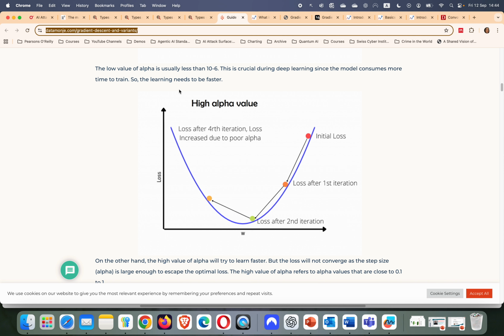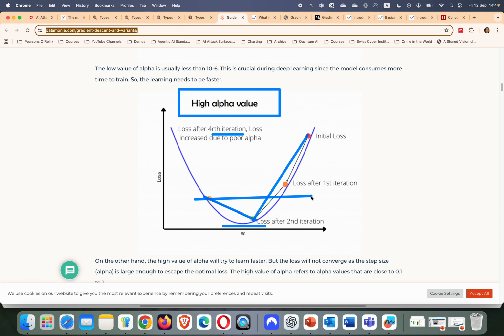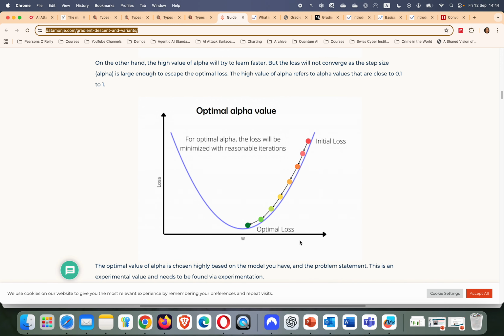Now let's look at the high alpha value. So loss after the fourth iteration. So this is when you're learning too fast, when there's fewer iterations. So you have the initial loss after the first iteration, and this is probably the closest that it gets, because the next one overshoots. So you're missing the point. So if you do add this step, as you can see on the gradient, you would be at a less effective state. That's if your model is training too fast.